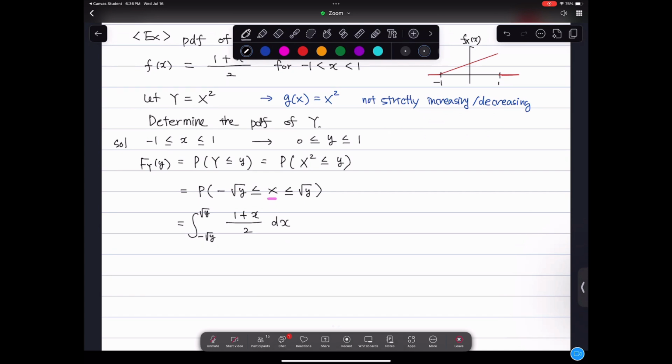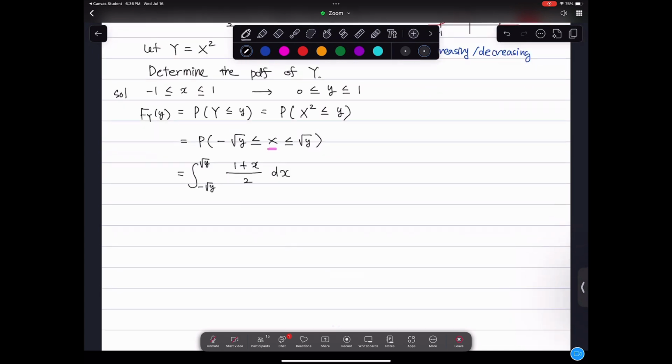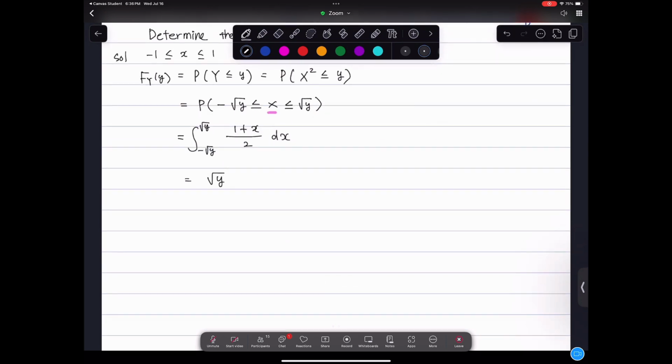So I'll let you do the rest of the work here, and if you do complete this, you will get square root of y. All right, so now this is my CDF of y. So I have to get my PDF of y. So let's get f of y, which is the derivative of this square root of y. So that means 1 over 2 times square root of y.